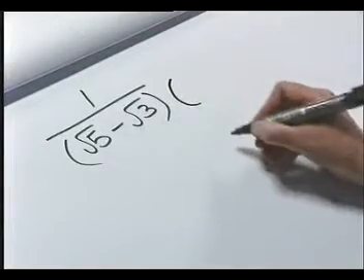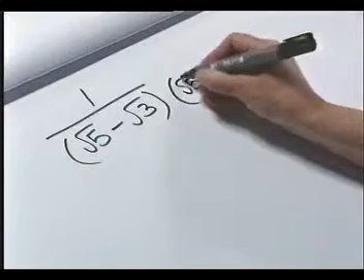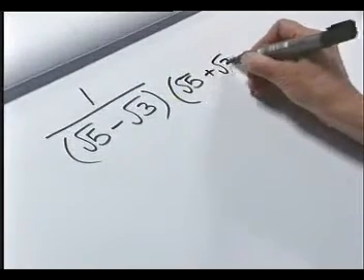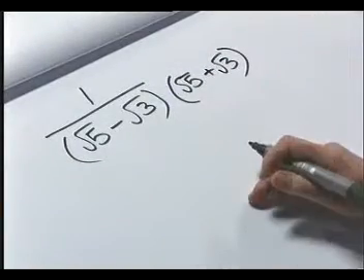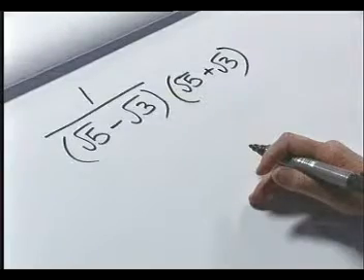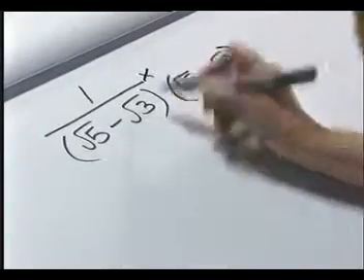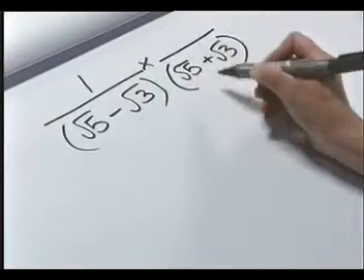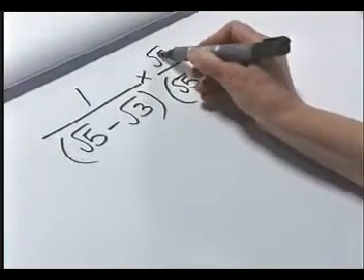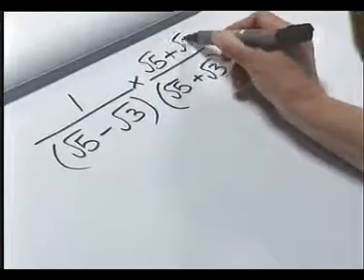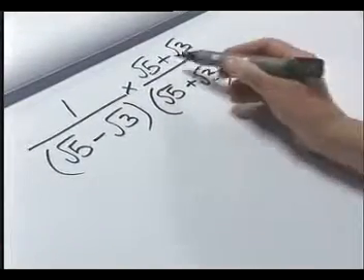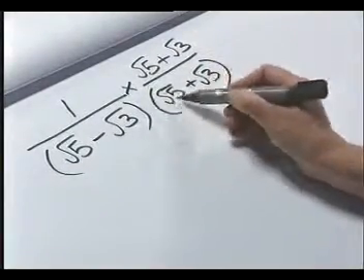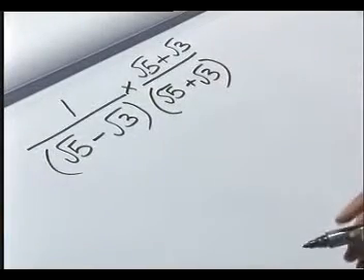If we multiply it by root 5 plus root 3, we know that that expansion is the difference of two squares. We don't want to change the value of the original fraction, so we have to multiply it by another fraction, which equals 1, and that will be square root of 5 plus the square root of 3 over the square root of 5 plus the square root of 3.